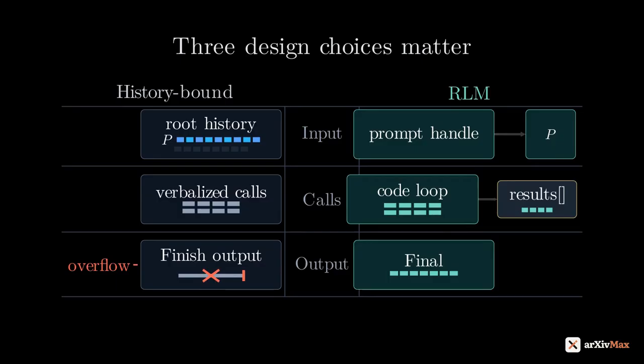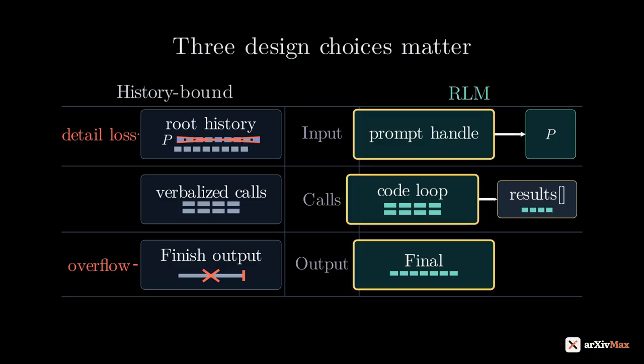Weaker scaffolds fail on dense tasks. Compaction, summarizing old context when it fills, destroys fine-grained detail. A scaffold with only verbalized subcalls fills the root history with every subagent reply. RLMs avoid both traps because the prompt stays external, the answer is a variable, and recursion lives inside code.